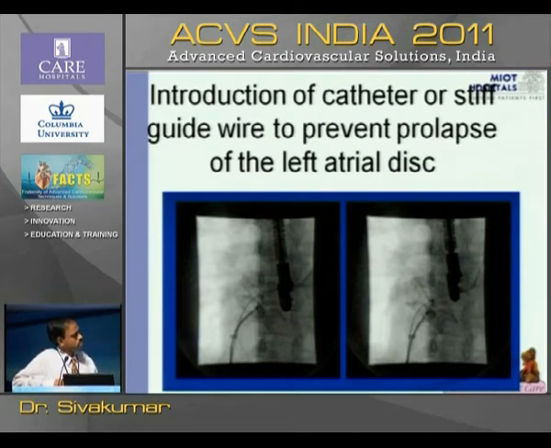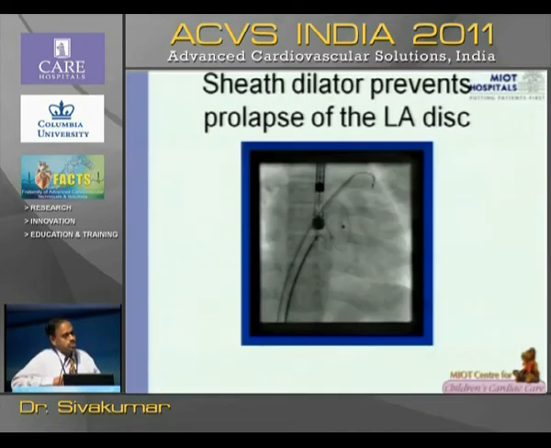Sometimes it may be a stiff guide wire that will go through. Sometimes it will be a dilator passed through the other venous access which will go through. So the aim of all these three is to put something into the ASD, make it enter into the left atrium, and prevent the left atrial disc from slipping through the ASD. So this was the preliminary strategy.